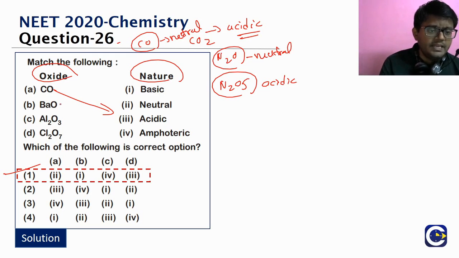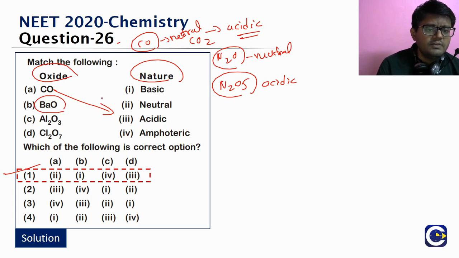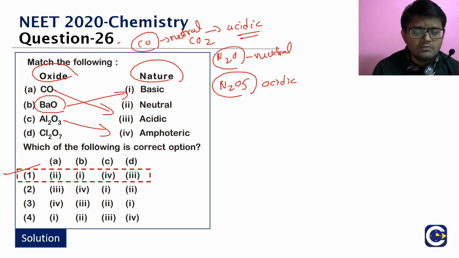If you look at barium oxide, barium is a second group element, so barium oxide will be basic in nature. So B will be matched to 1. Then Al2O3, aluminum oxide, and zinc oxide are amphoteric in nature. They will react with both acids as well as bases.